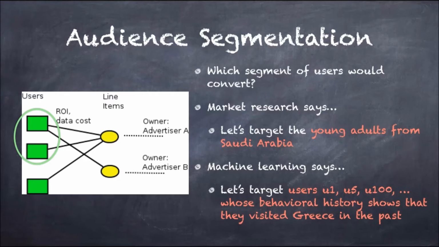Market research says, let's target the young adults from Saudi Arabia for example, but isn't that too vague? Machine learning on the other side says, let's target users U1 or U5, which sounds pretty hard to interpret. Also, even if we know that they visited Greece in the past, there is still a lot of bias in this information.